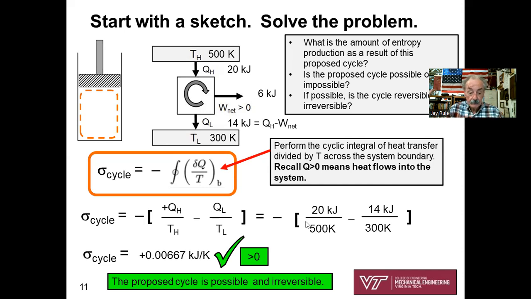Wow, okay. I've got my sketch. I've got my expression for entropy production. I plug and chug. There's my numbers. I've got sigma cycle is plus 0.00667 kilojoules per degree K. That's greater than 0. Conclusion, the proposed cycle is possible. And since it's possible, it is irreversible.